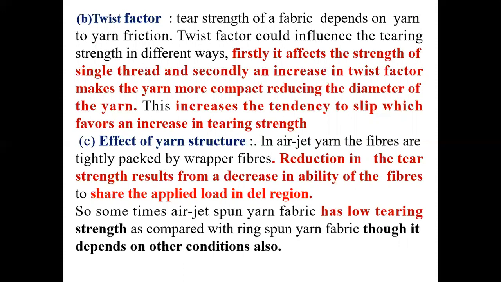You can consider two extreme cases. One is the air jet yarn, and the other is the ring spun yarn. In the case of the air jet spun yarn, the core fibers are tightly packed by the wrapper fibers, so the degree of freedom is very less, right? The reduction in tear strength results from the decrease in the ability of the fibers to share the applied load in the delta region, or you can say in the tear triangle.